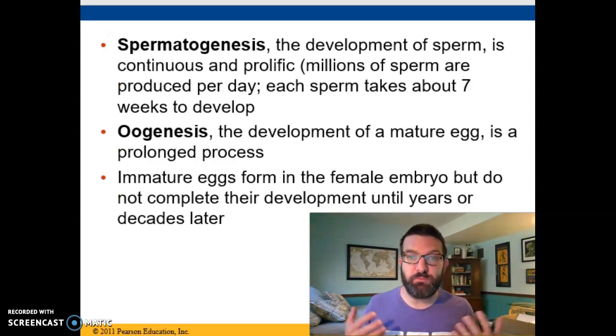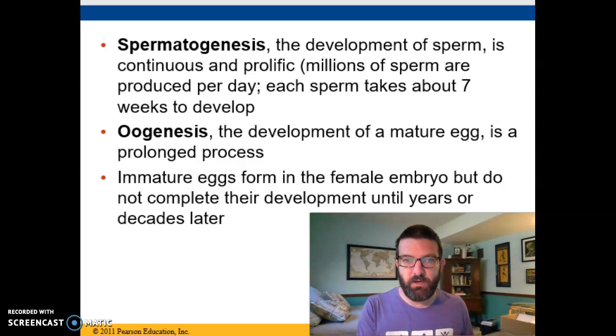Sperm production is called spermatogenesis, and this is continuous. It happens once puberty comes. It's just a continuous thing, and you make lots and lots of sperm, millions every day, and they only take about 7 weeks to develop.